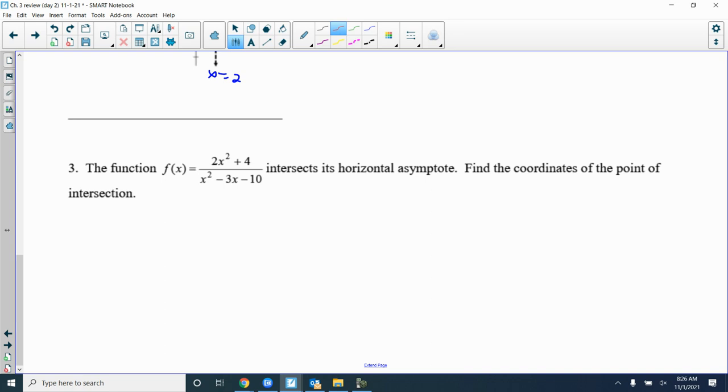What you need to do, you don't need to factor here. What is the horizontal asymptote? Horizontal asymptote, degrees are the same. y equals 2. So that's going to be my y coordinate. So you're going to set 2 equal to 2x squared plus 4 over x squared minus 3x minus 10, and then you're going to solve that. We solved one similar to that, so you should be okay to do that from there. Okay, so we'll set that up.